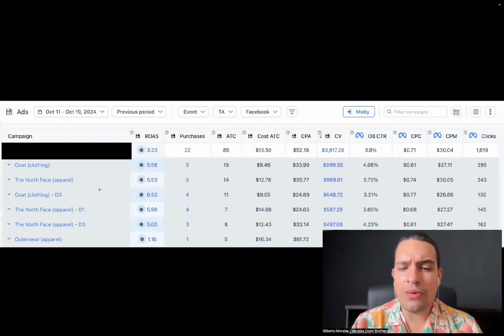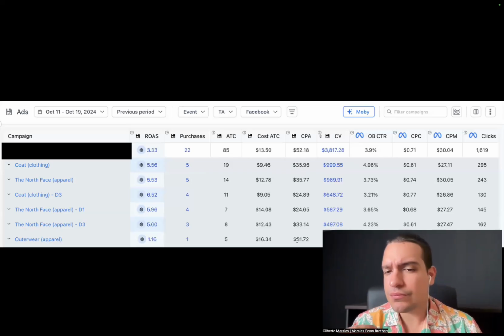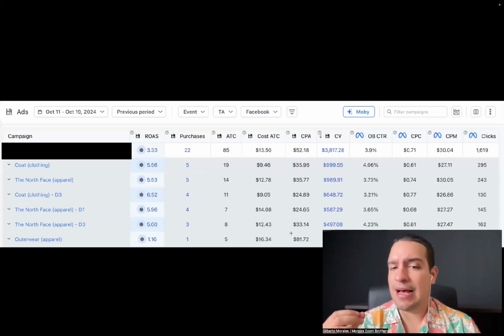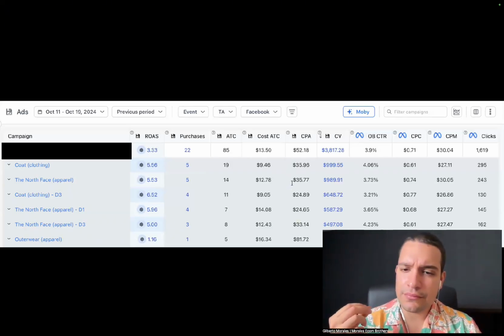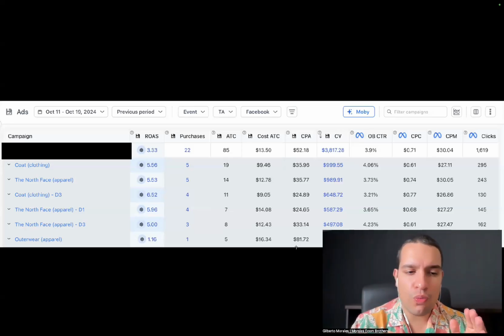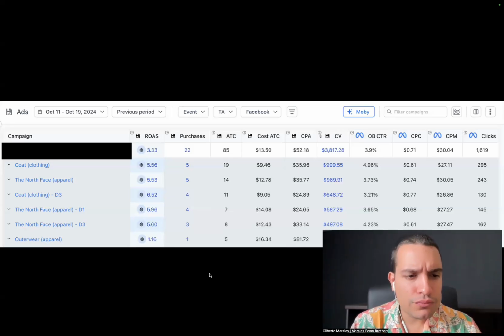Outerwear didn't work. It only made one sale with a CPA of $81. If you truly want to know, the profit margin on this product is $100. So that's why the CPA is still high, but I'm still making a decent amount of money because the profit is great. So as you can see right here, I'm making a good amount of profit with this product, and the two interests that I have selected are working amazingly.